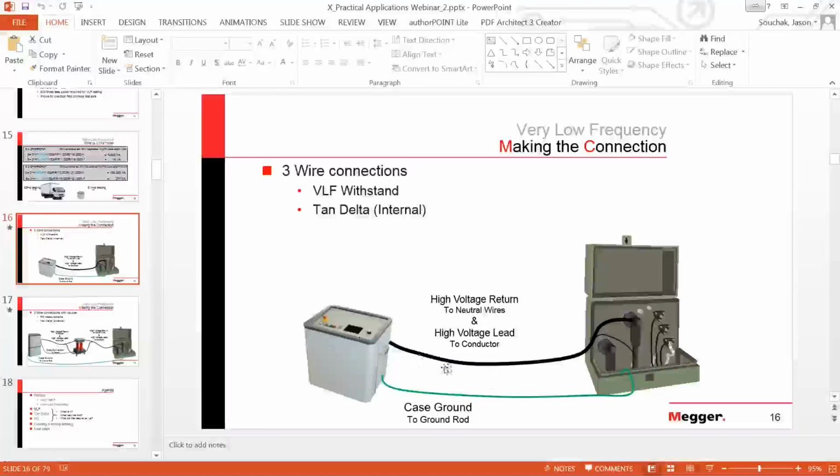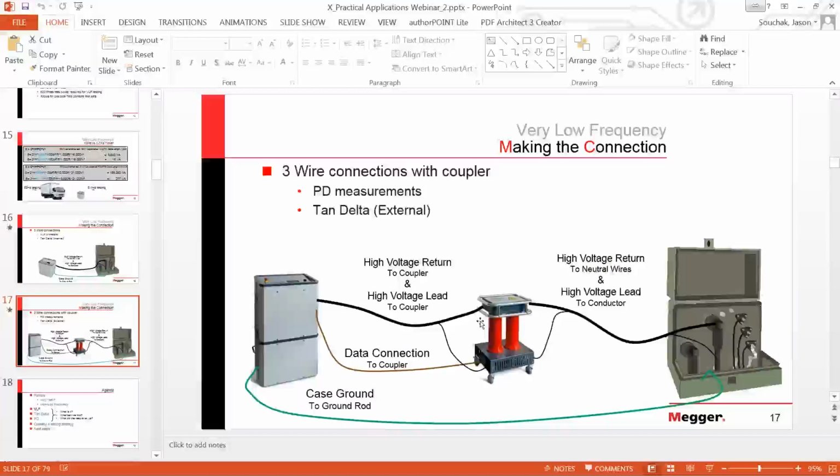The connections for the tan delta are the same as the 3-wire connections for internal. When the tan delta is built into the unit itself, it's just a 3-wire connection. There's nothing extra you have to do. Some units, though, have an external coupler, and it'll be very much the same here. I chose to use a partial discharge coupler. Otherwise, the slides get too complicated. But it's very much the same.